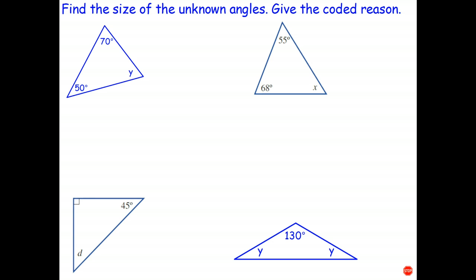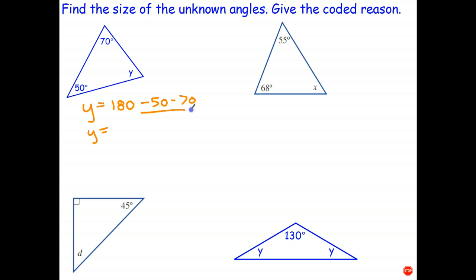Okay, let's go ahead and do a few calculations based on that. So here we have a triangle. 2 of the angles are 50 degrees and 70 degrees. Let's find the size of the unknown angle. So I'm going to do this one by saying I know that y equals 180 because all the angles add to 180 degrees. Take away the 50, take away the 70.